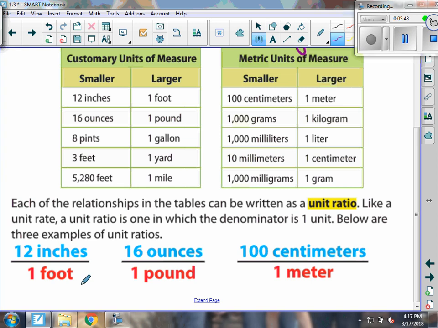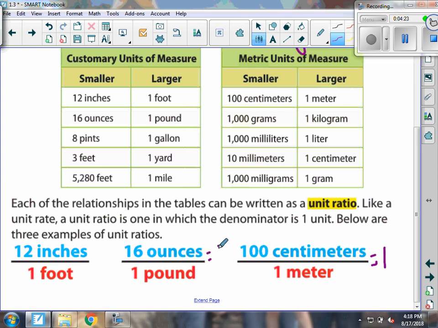Okay, I want you to think, which is larger, 12 inches or 1 foot? That's kind of a trick question because they're the exact same distance. 12 inches is the same distance as 1 foot. Same thing, 16 ounces weighs the same amount as 1 pound. And 100 centimeters is the same distance as 1 meter. So really, this fraction right here, if you were to simplify it, is equal to 1. Because you have the same distance on the top that you do on the bottom.